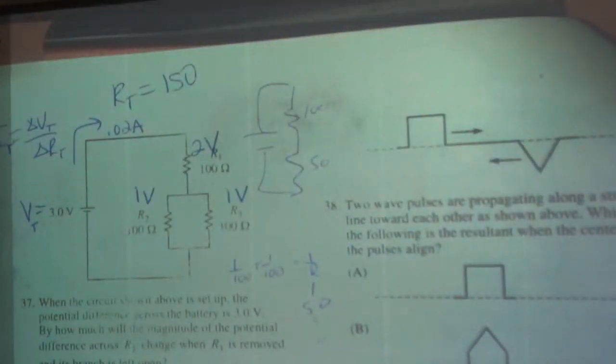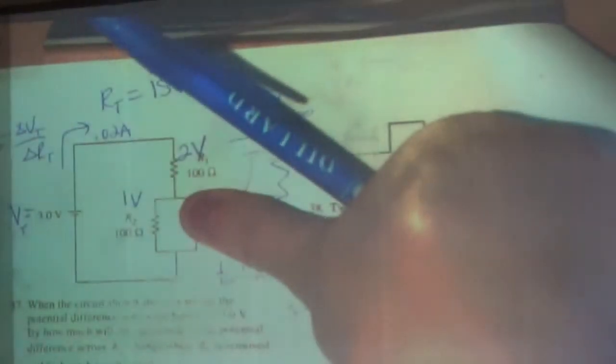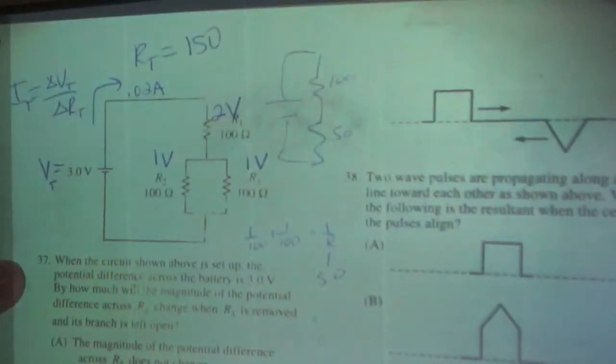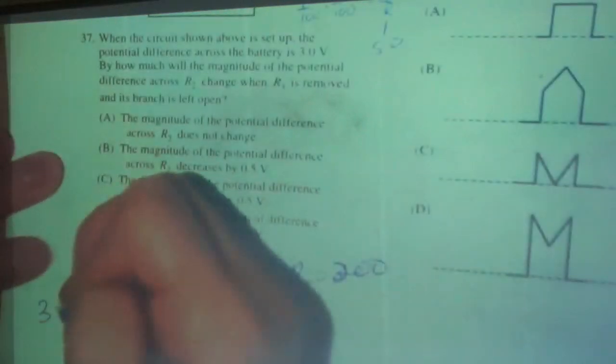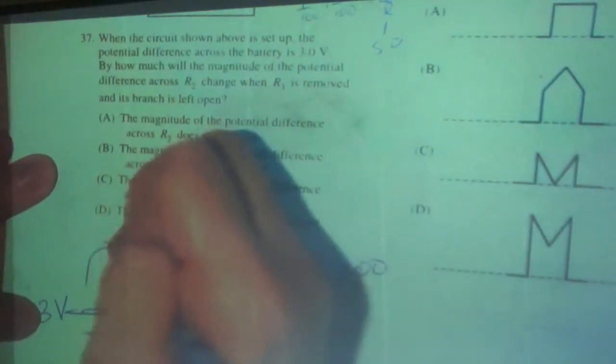Now I'm going to take out resistor 3. So now it's just a 100 and a 100 hooked up to the 3 ohms. It's supposed to be a battery of 3 volts, sorry. So now my total resistance is 200, voltage of 3 volts, 200. That would give me a current of 0.015.